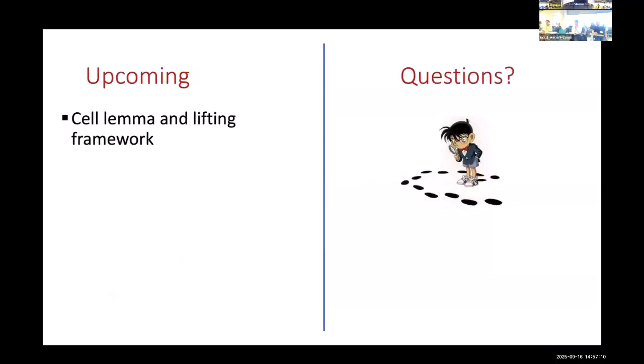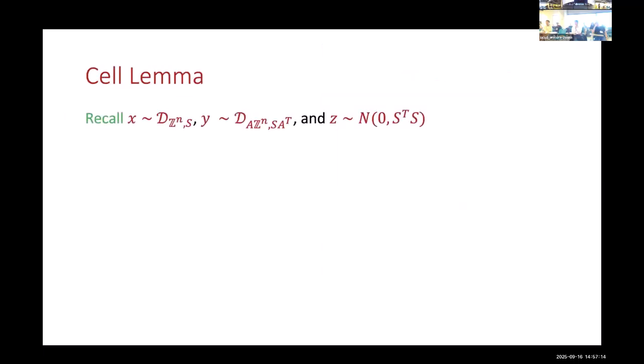So next we'll talk about the remaining ideas in the proof. Recall that we sample x and y this way. X is coming from a discrete Gaussian on the integers, and y is coming from a discrete Gaussian supported on a times Z^n with the corresponding covariance. Let's additionally sample z from a continuous Gaussian with the same covariance as x.